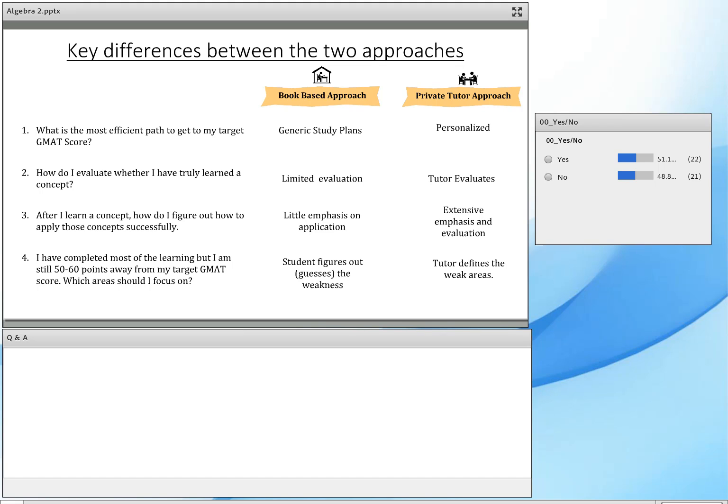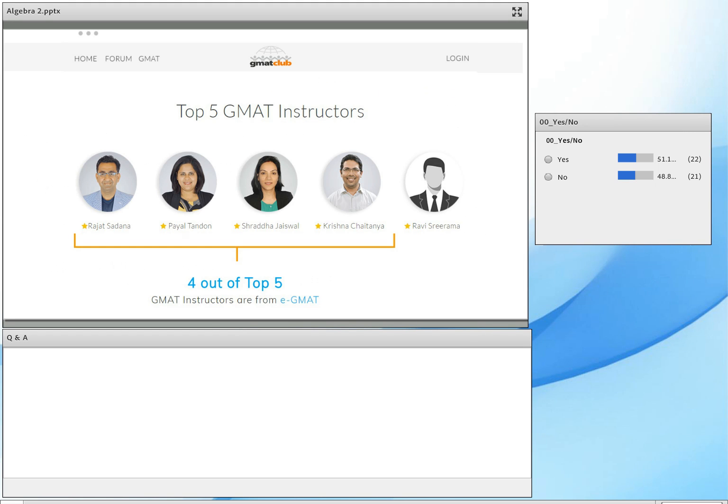So if you think about it, if you put all of this into context, you can understand why e-GMAT is a lot more like a private tutor than a book, and you can create all the extensive architecture. But in order to make it truly impactful, you also need to have good instructors. And at e-GMAT, we have some of the best instructors that you're going to find in the business.